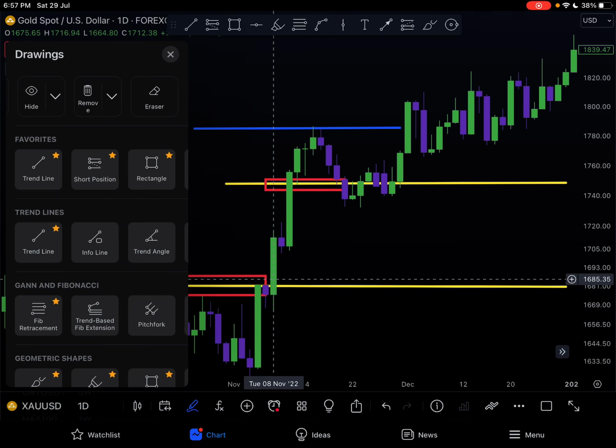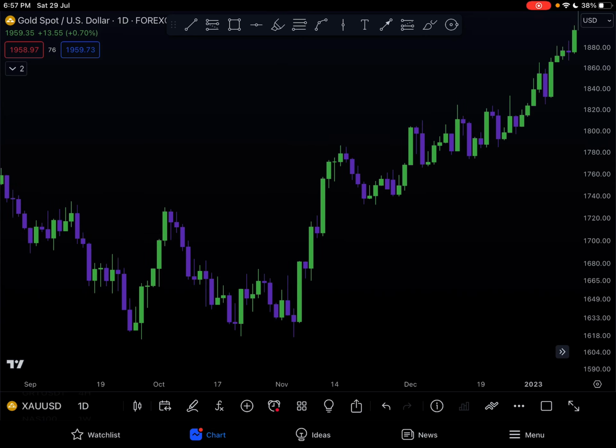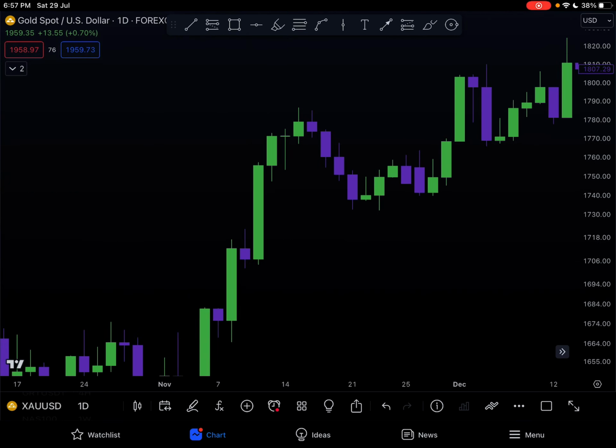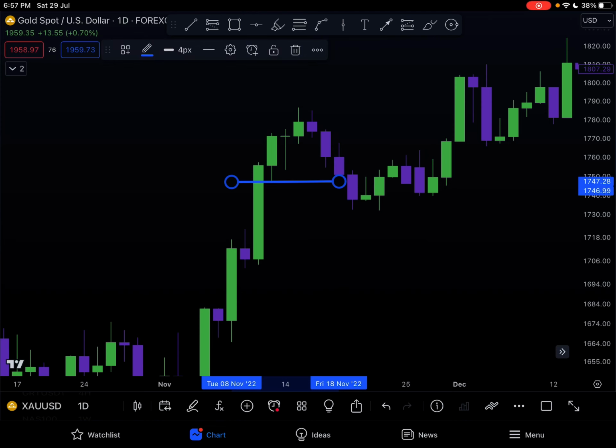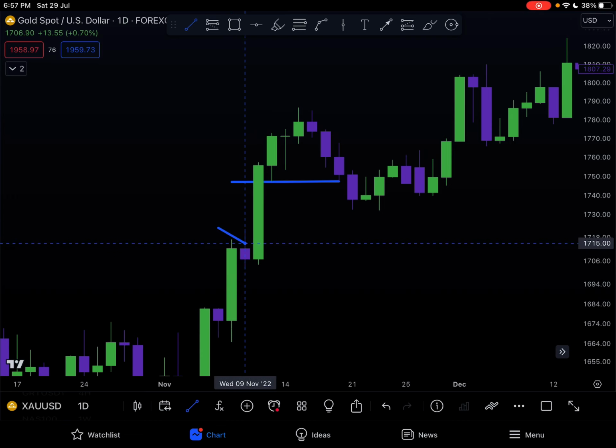Now, I need to take all of these off so you can really see what I'm saying, okay? But if you paid attention to how a fair value gap is formed, now, fractal concept. Previous candle's wick or high.